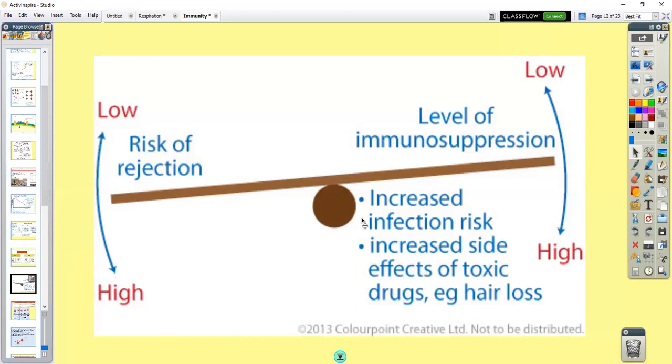Okay, there's a sort of balance here in that you have to weigh up the risks, with also the risk of transplant rejection.